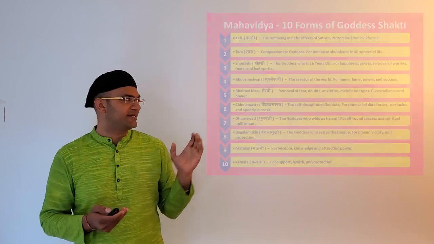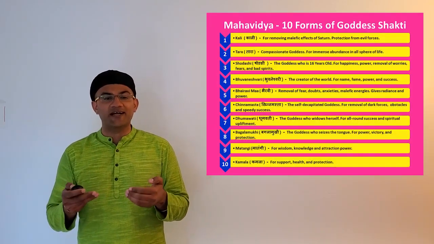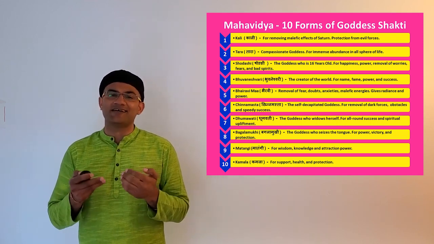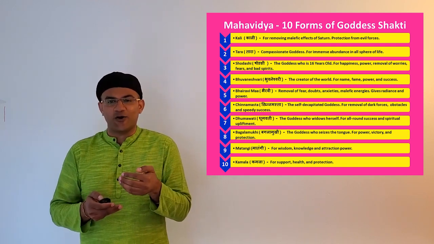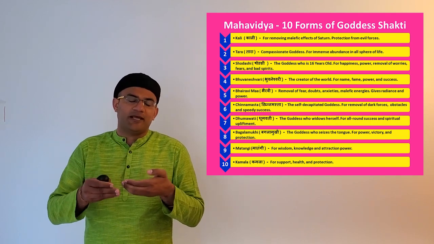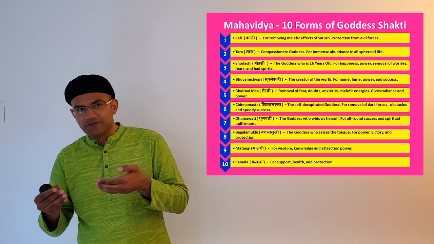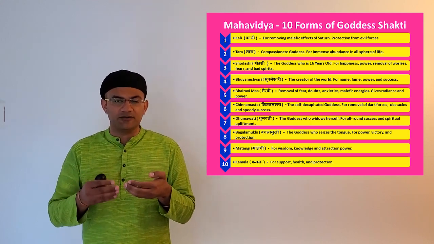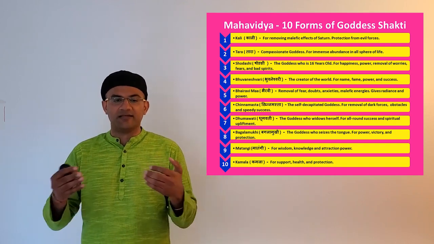And these are Kali, Tara, Shodasi, Bhuvaneswari, Bhairavi, Chinnamasta, Dhumavati, Baglamukhi, Matangi, and Kamala. What is interesting is that each form has its own kind of fulfillment. Some of them are related to protection from evil forces, or compassion from God. Another one is for getting rid of anger, anxiety, and that kind of thing.